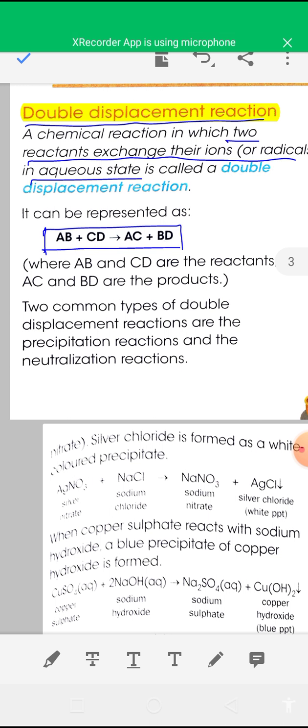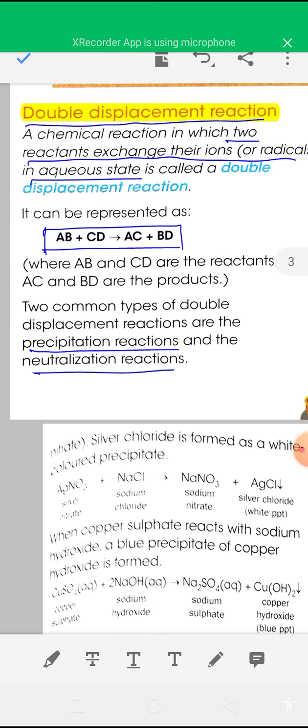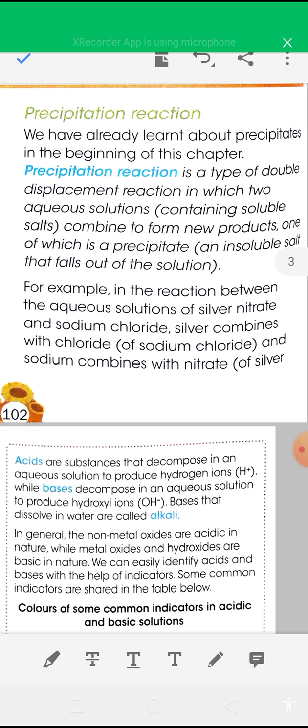So in double displacement reaction, both the reactants exchange their ions or radicals. That is, mutual exchange of ions or radicals takes place. Now see, double displacement reactions are of two types. One is precipitation reaction, another is neutralization reaction. So the first one is precipitation reaction.